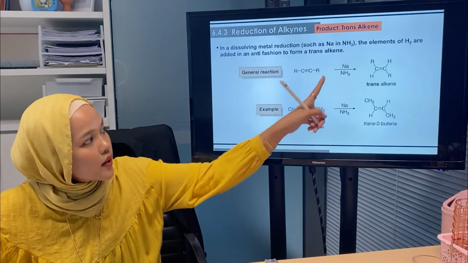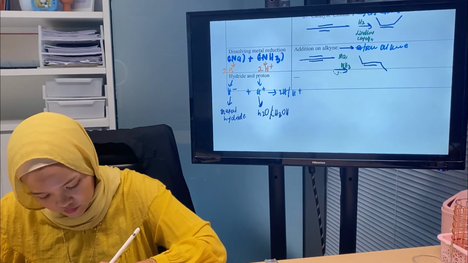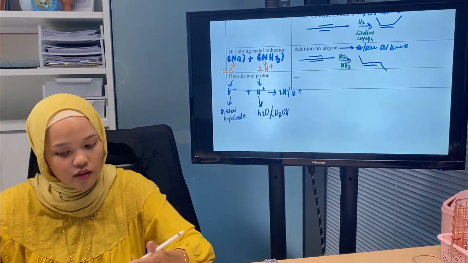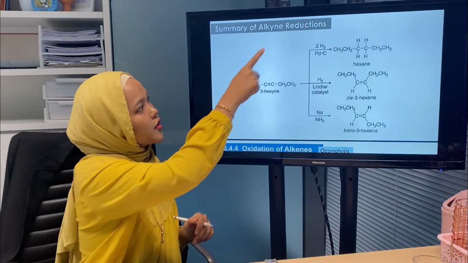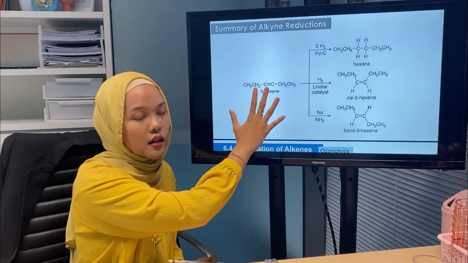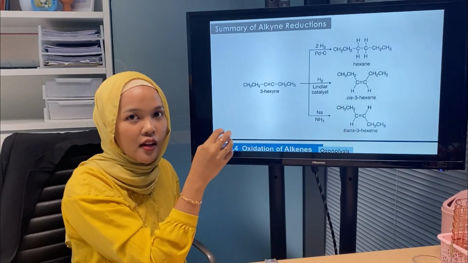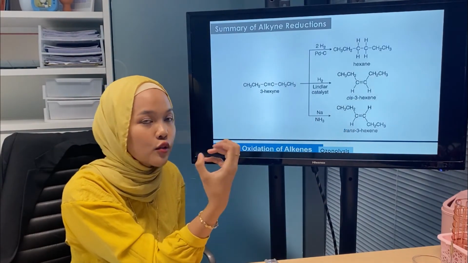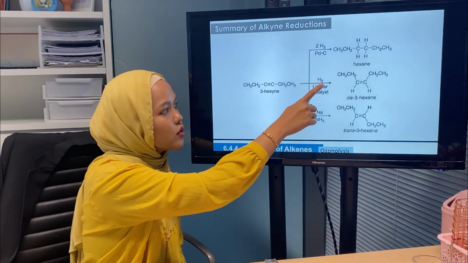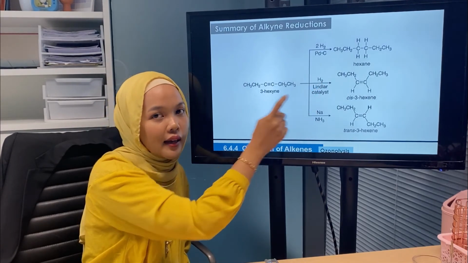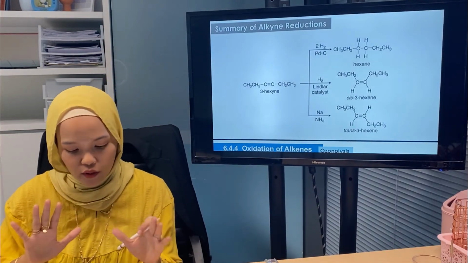Or you can use other metal, for example sodium, that's how they write it. Okay, so for the reduction, as a summary, if you have alkyne, you can produce alkane, cis-alkene, or trans-alkene, but you need to use different reducing agents. Here, you use hydrogen with metal catalyst. But here, you also use hydrogen, but with Lindlar catalyst. And this one, you use dissolving metal reduction. I hope it is clear.